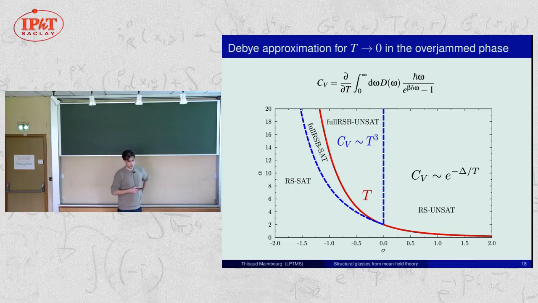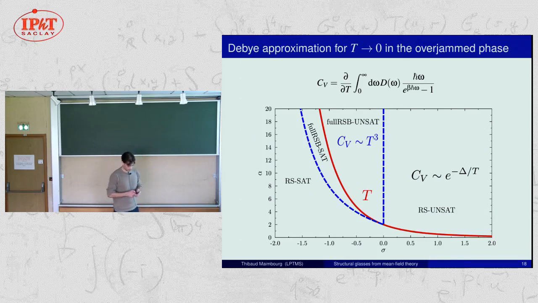If you have a gap, then the specific heat goes exponentially small with the gap. But then when you enter the marginal phase, it's a power law that is T cube. And when you go right at jamming, it becomes a linear specific heat, so linear in temperature. So everything is on top of the phonons, and you see that you have both this T cube and T behavior, which is quite reminiscent of experiments I showed you earlier.